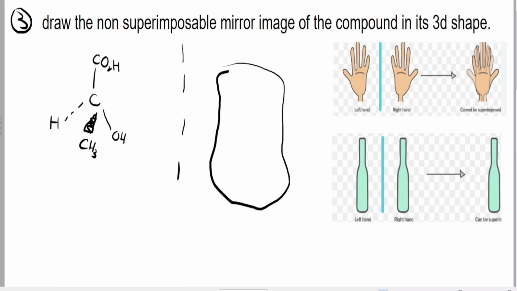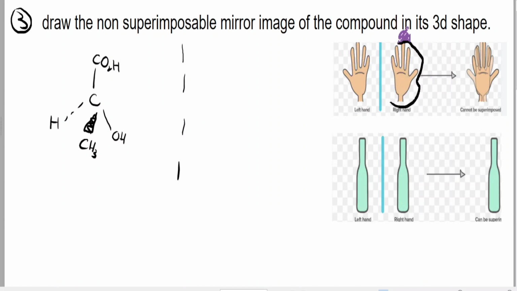What do I mean by mirrored? Let's take my hand for example. When I flip my hand, the image that I get right here is a mirror image of my hand. So whatever was on the left comes at the right.